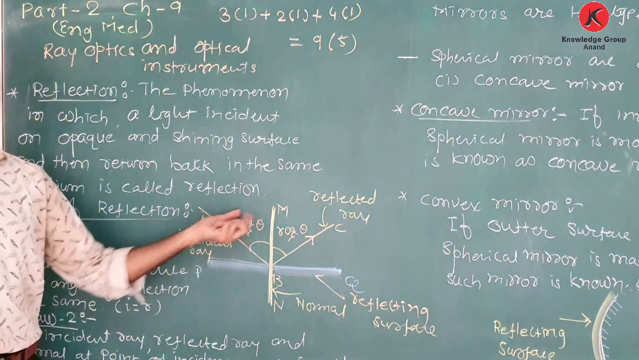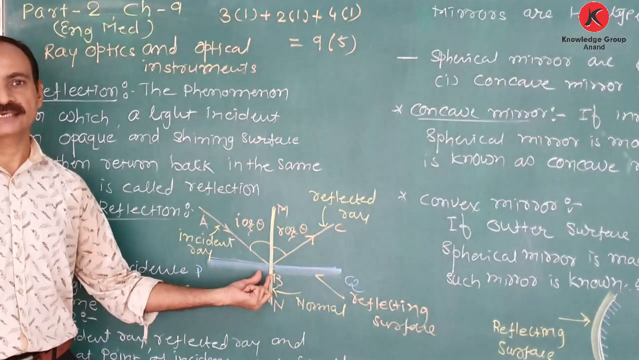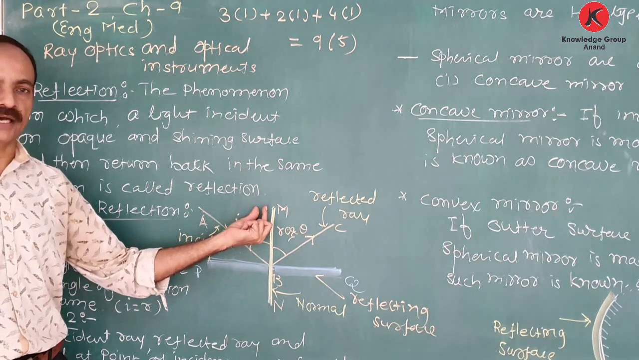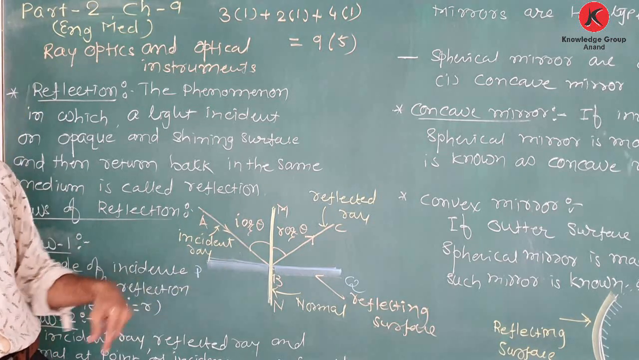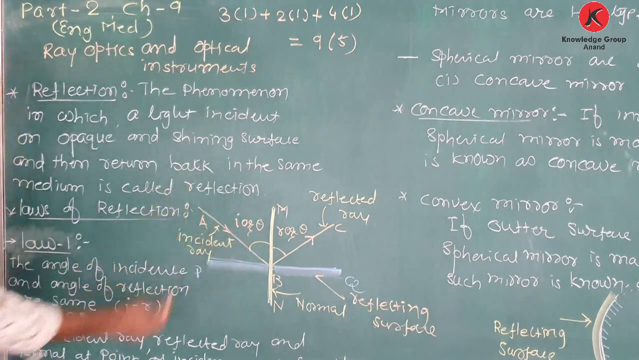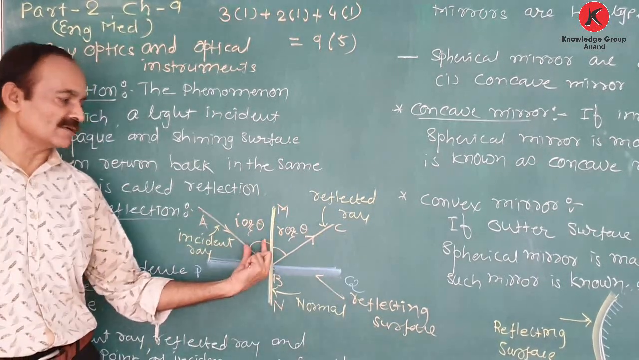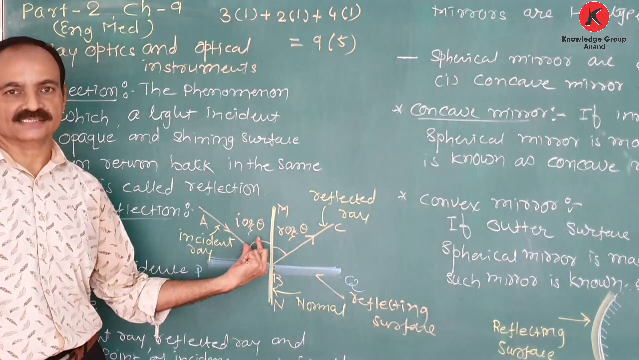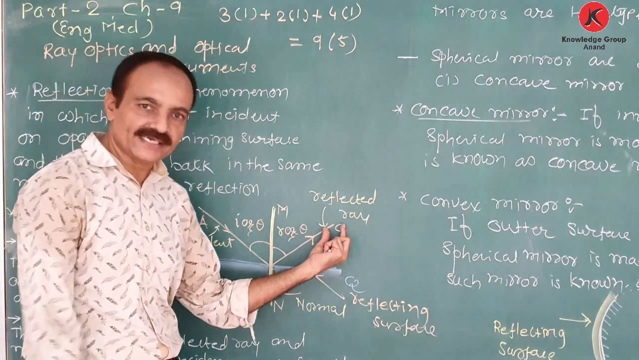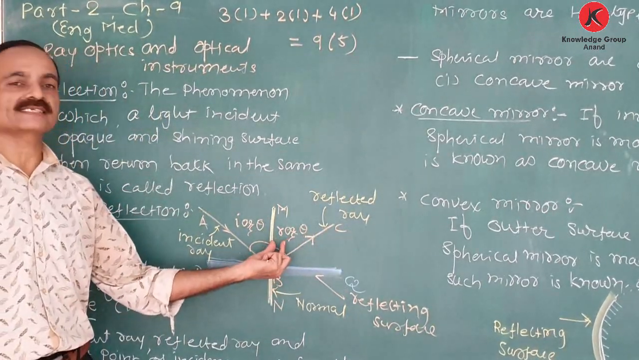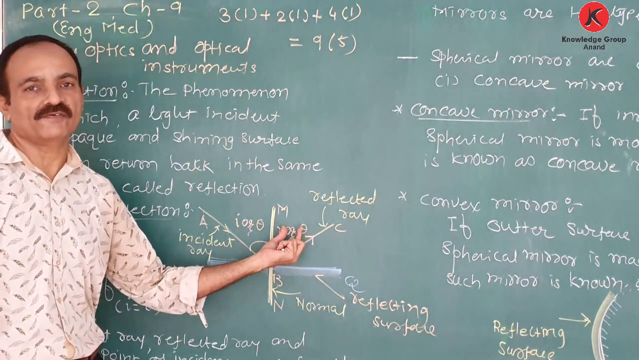Now, what is MA? MA is the normal drawn on the surface at the point of incidence. The angle made by the incident ray with the normal, that means the angle AB makes with this normal, is known as the angle of incidence. In the same way, the angle the reflected ray makes with the normal is known as the angle of reflection.